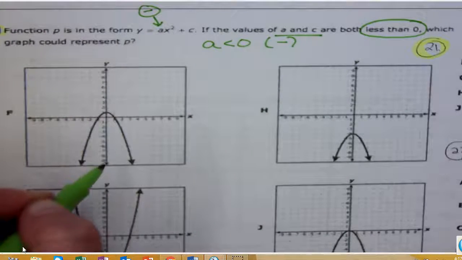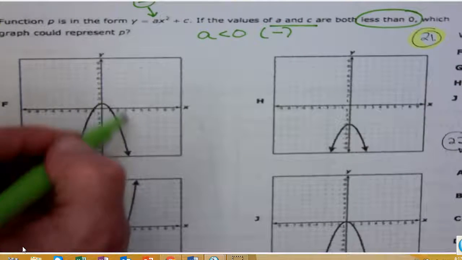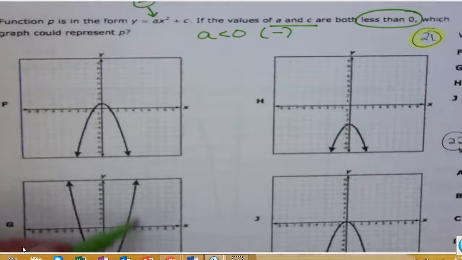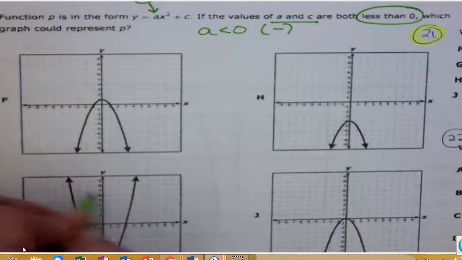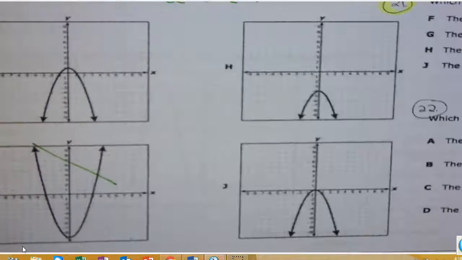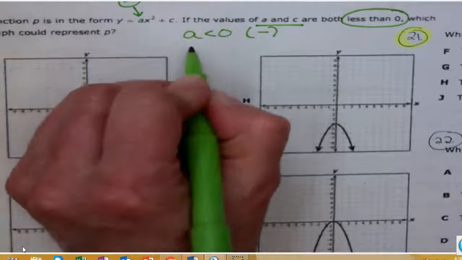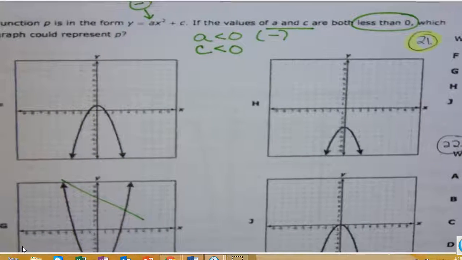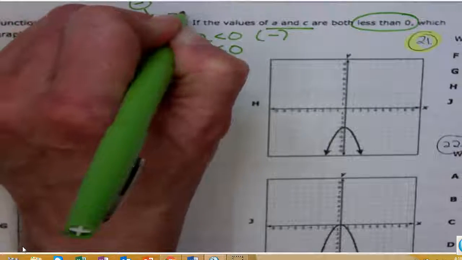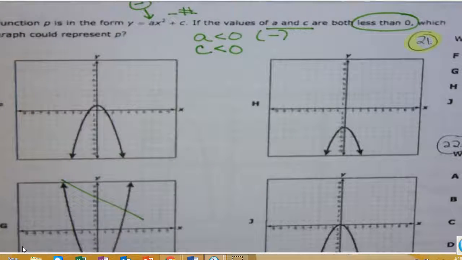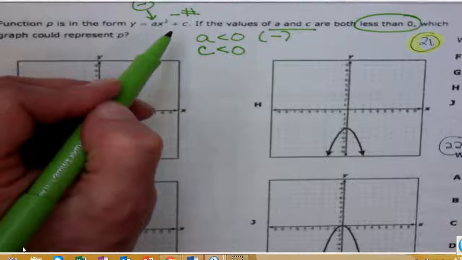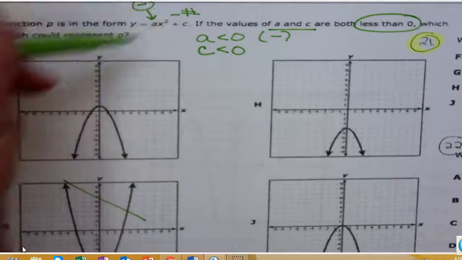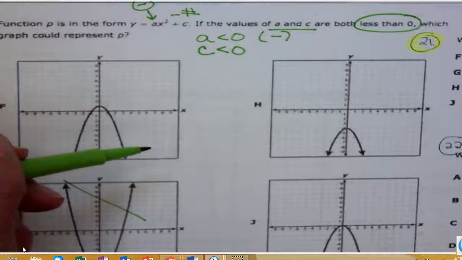The parabola faces down. So this one could be it. This one could be it. This one could not be it because it is facing up. So I'm going to cross that one out. This one could be it. But my c also is less than 0. Which means what? That this is going to be minus a number. I don't know what that number is, but I also know that in my vertex form, if I have it go minus a number, then that shifts my parabola down.